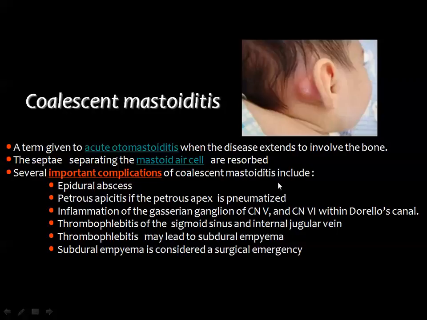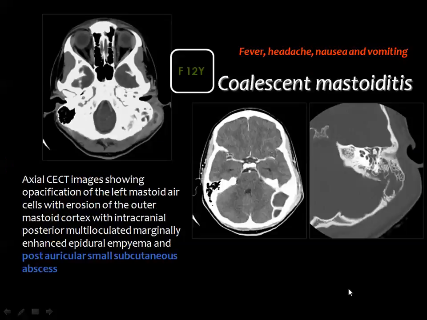process. Then, whenever the inflammation extends towards the brain, it may lead to epidural abscesses, and may lead to petrous apicitis or apical petrositis. Inflammation of the Gasserian ganglion may lead to cranial nerve palsies. Then thrombophlebitis commonly involves the sigmoid sinus and the internal jugular vein, which are very close to the mastoid. And this thrombophlebitis may be complicated by subdural empyema, which is considered a surgical emergency.